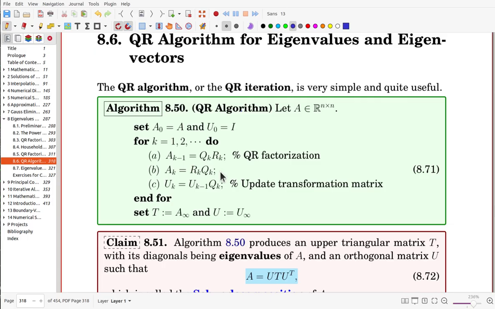In each iteration, we first get the QR factorization of the iterate, and we multiply QR in the opposite way to get a new iterate. And then we update the transformation matrix. Each Qk is an orthogonal matrix, so is Uk. Once the algorithm converges, then we'll have the limit of Ak and the limit of Uk. We'll use the notation T and U to indicate them.